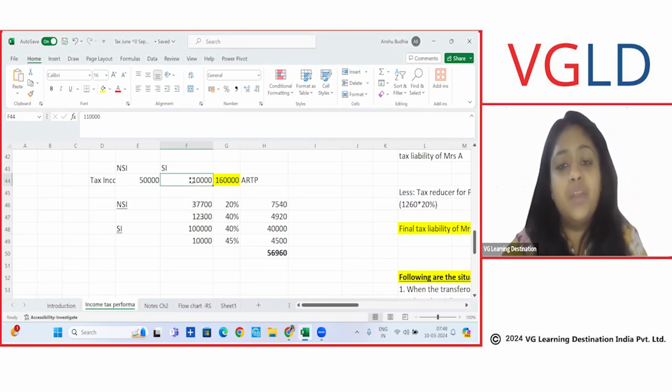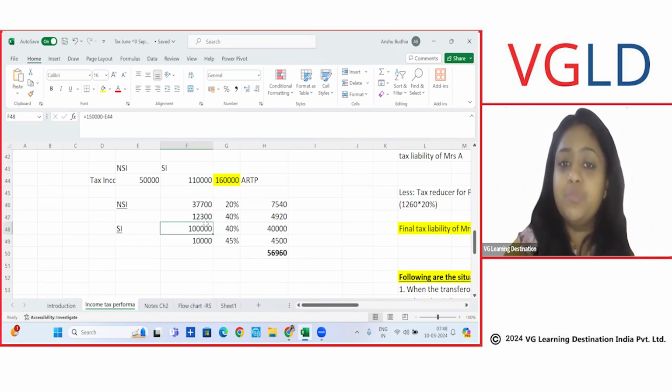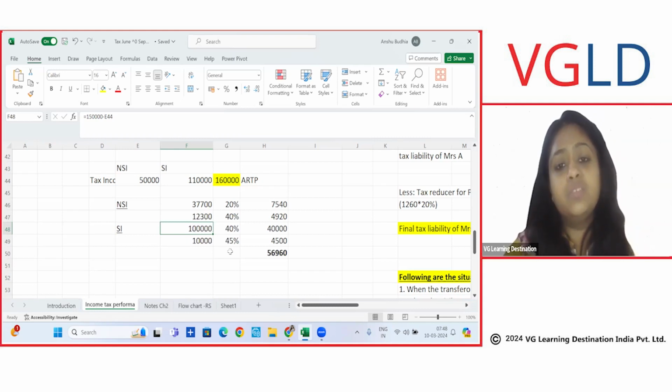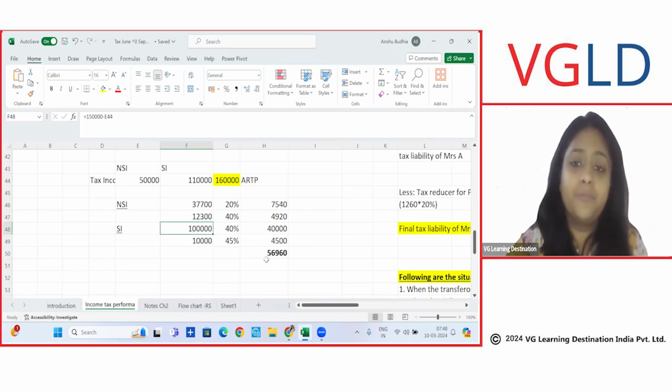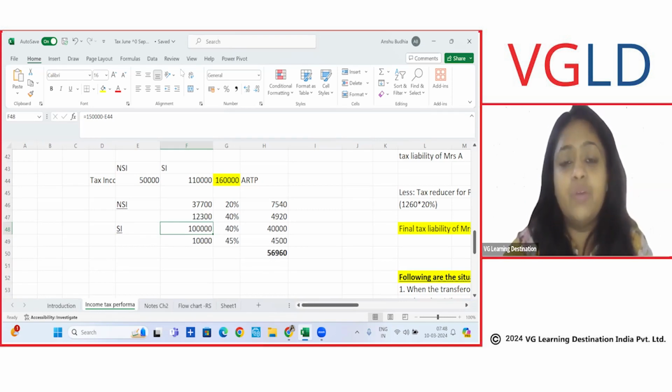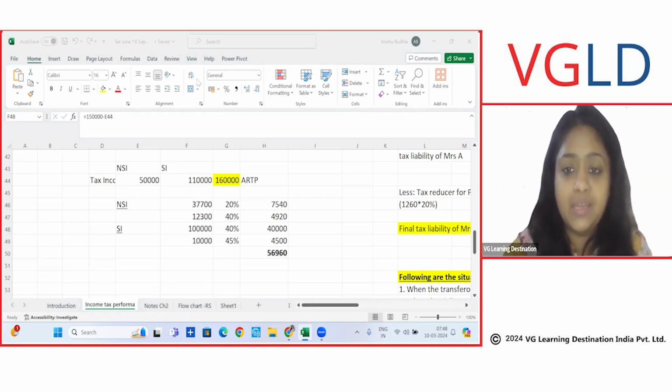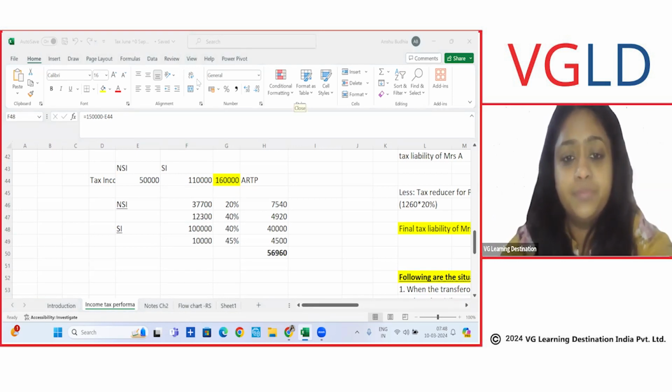Now we know beyond 150,000, whatever income is remaining would be covered for 45%. Total savings income is 110,000. We have covered 1 lakh here. So how much is remaining? 10,000. 10,000 will be covered for 45%. Now you calculate the taxes and add them and we get 56,960 as the total taxes on this taxable income. Are you clear? Where was the mistake? Mohammed, where was the mistake? Ashna, where was your minor error? Where you did wrong? Quickly type it in the chat box.